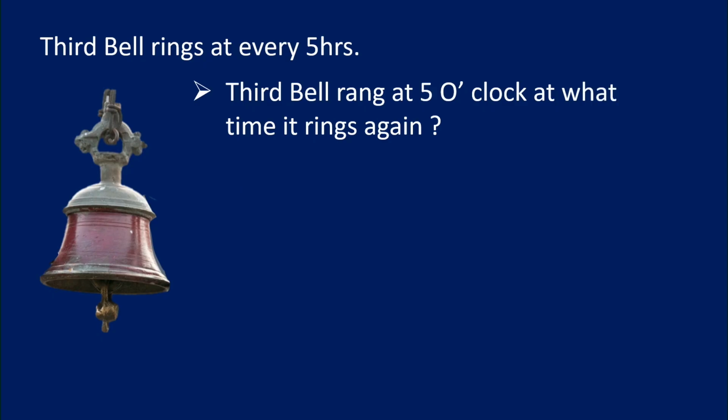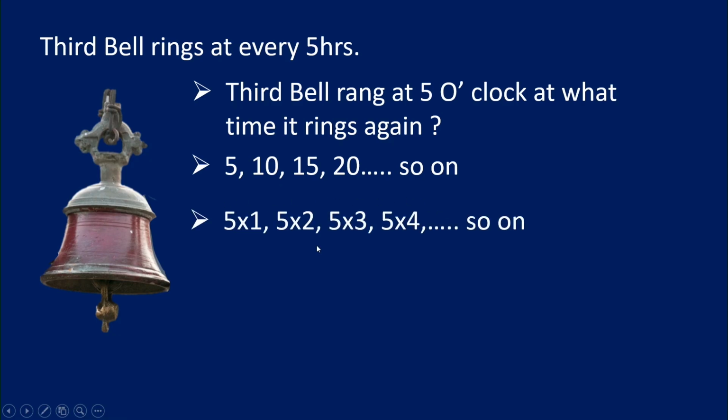Let us write the timings here. 5 o'clock, 10 o'clock, then again you add 5 to each number to get the next number. So like this we can get multiples of 5. These numbers can be written 5 into 1, 5 into 2, 5 into 3, 5 into 4 and so on.